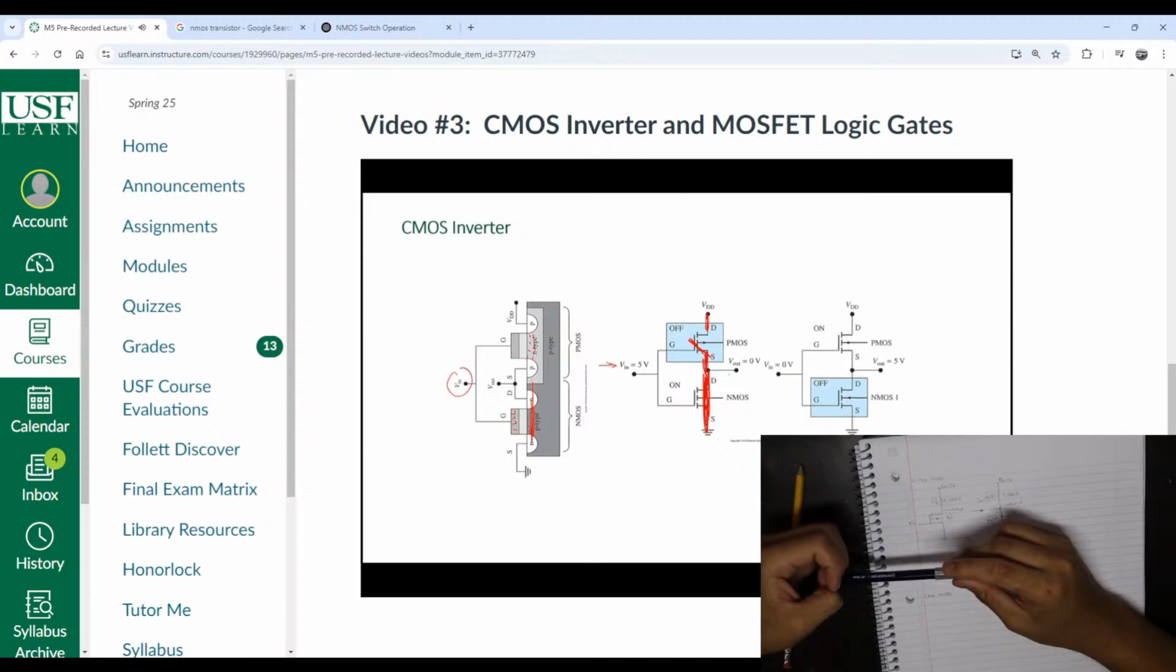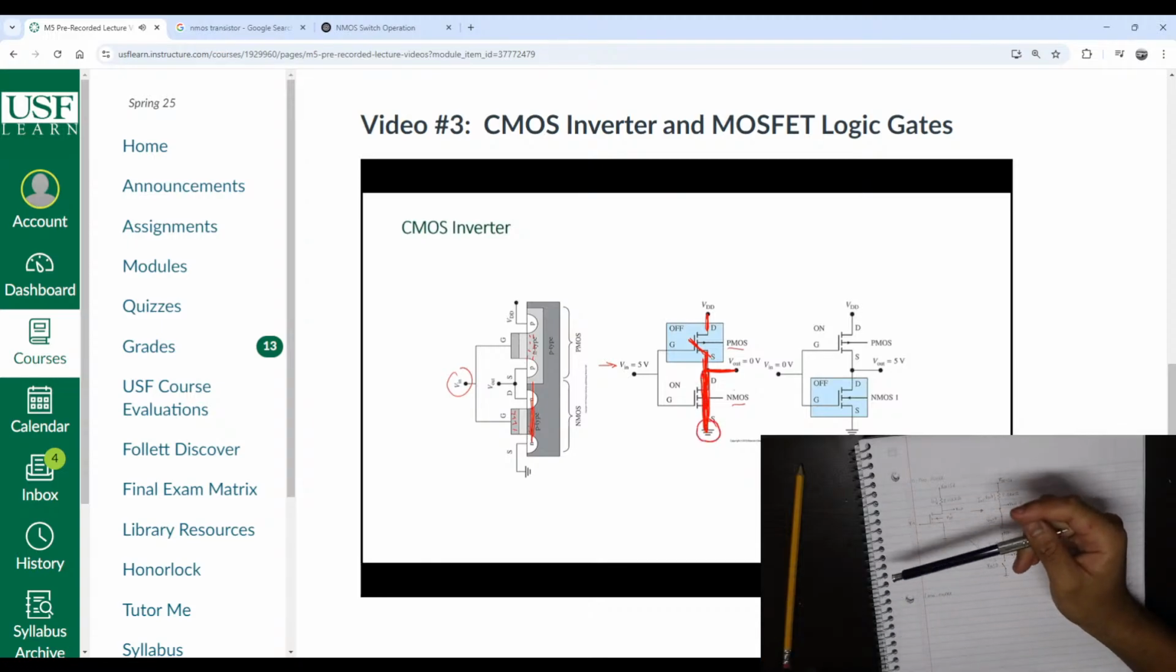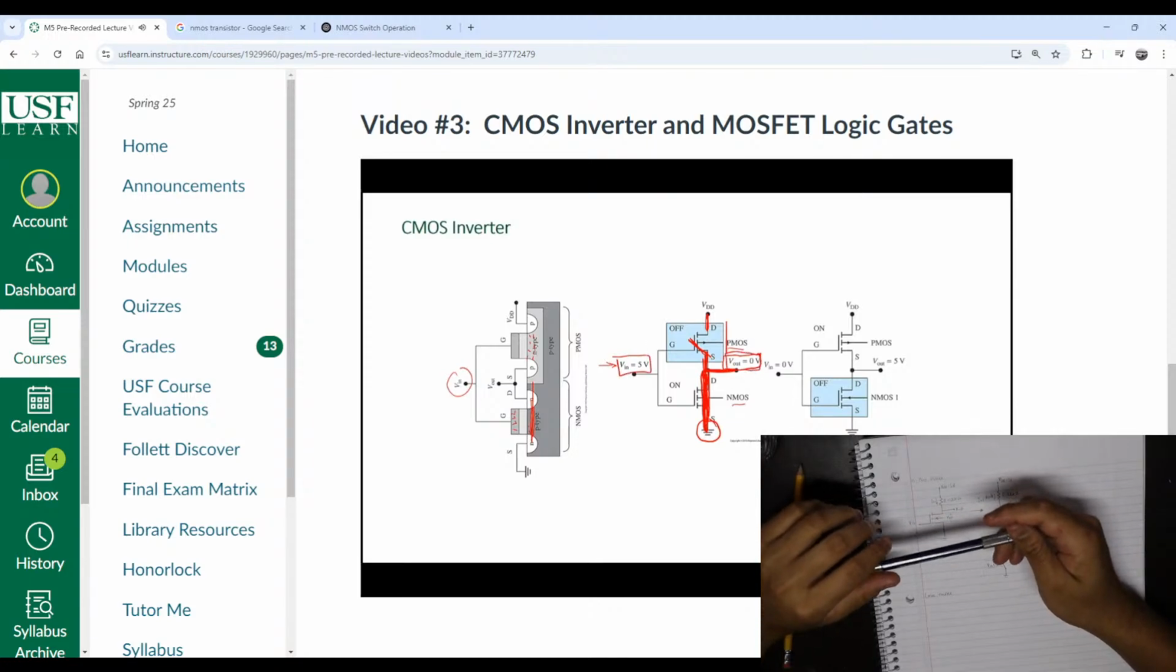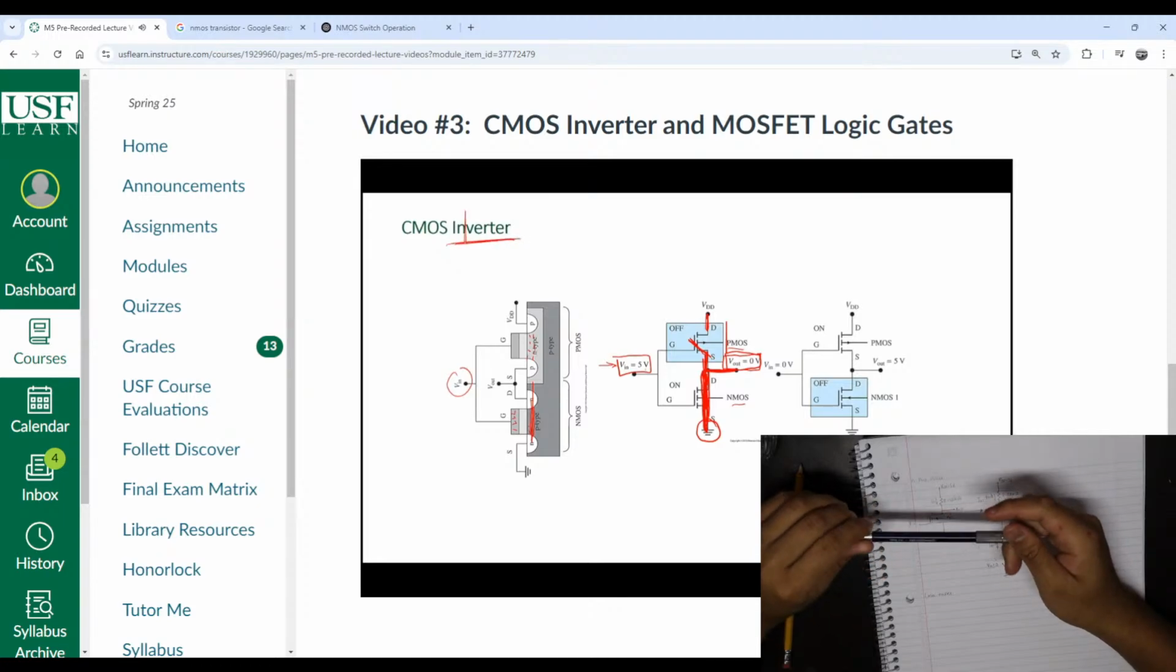And therefore, let's take a look at the output now, which is connected here. By turning the NMOS on and the PMOS off, I connected the output to ground. Therefore, my output will be equal to 0. So the input, remember, it was high. My output is low. This says that this device here works like an inverter. We put it high and the output was low.